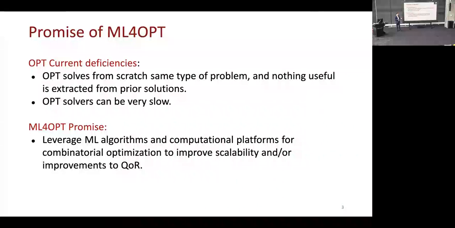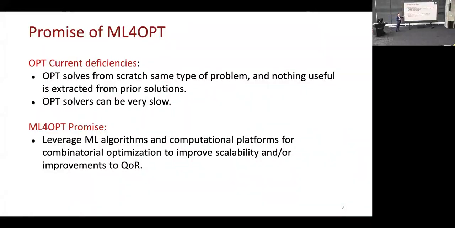And not just that, I can leverage all these machine learning algorithms to train from the past. And I also have all these additional computational platforms. Why am I stuck doing some branch and bound on a CPU when I can run things massively parallel on a GPU? So that's where the promise of machine learning for optimization is.